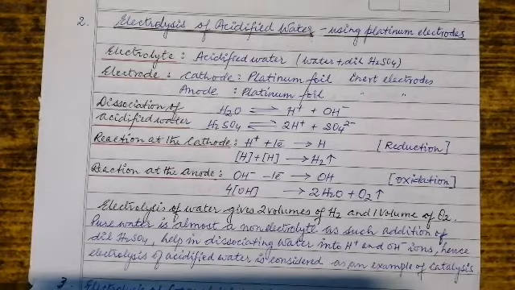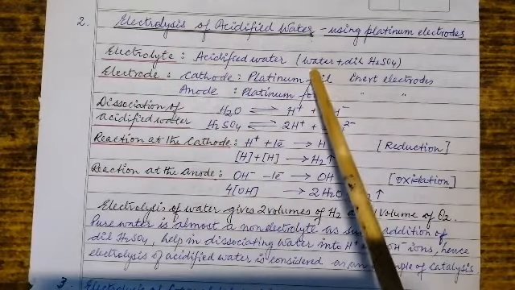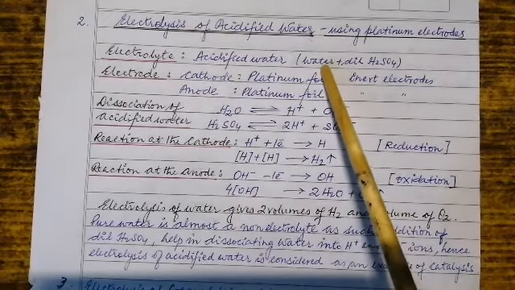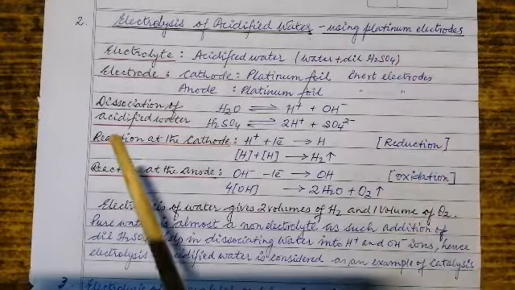Good morning, students. We were doing electrolysis of molten lead bromide. Today we are going to start with electrolysis of acidified water using platinum electrodes. Now, what is the electrolyte you have chosen? Acidified water. That means pure water, to which you have added traces of sulfuric acid.